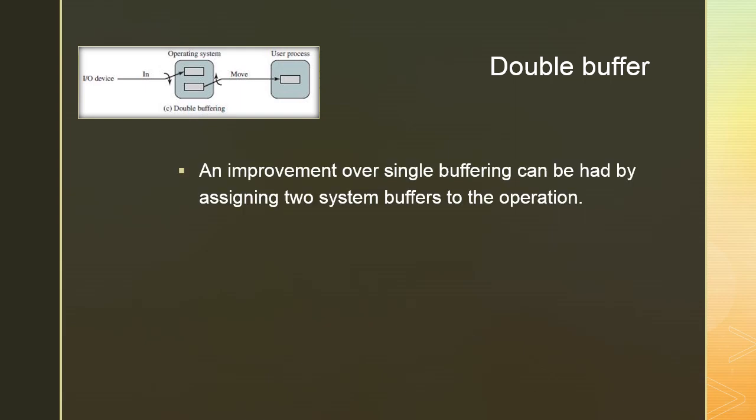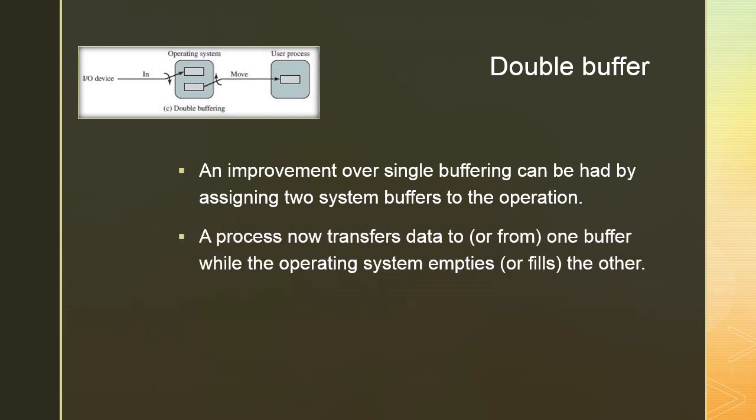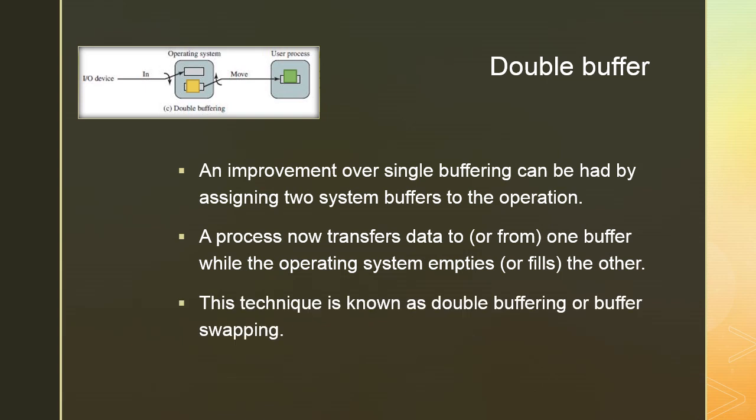Double buffer. An improvement over single buffering can be had by assigning two system buffers to the operation. A process now transfers data to or from one buffer while the operating system empties or fills the other. Notice that we first transfer from device to the upper buffer and from the lower buffer to the process. Then next, we transfer from device to the lower buffer and from the upper buffer to the process. This technique is known as double buffering or buffer swapping.